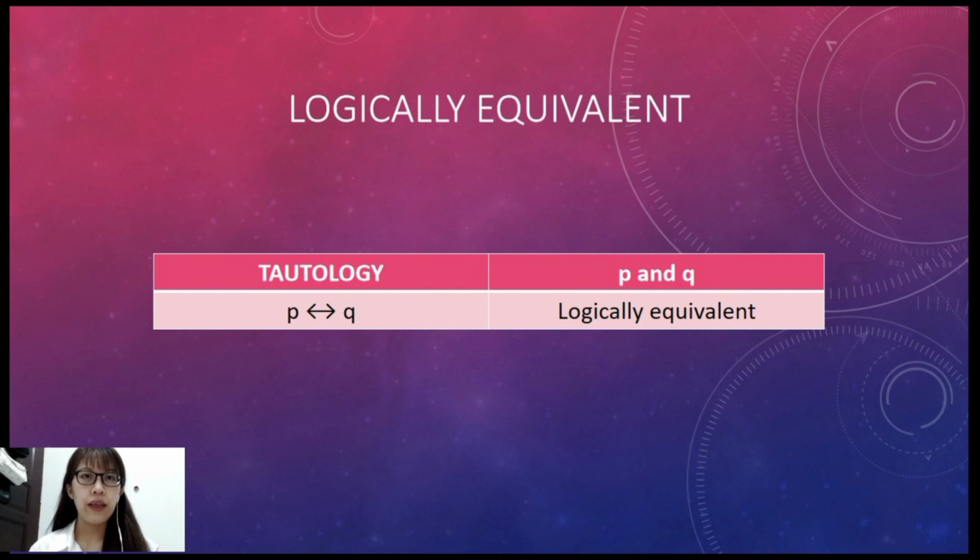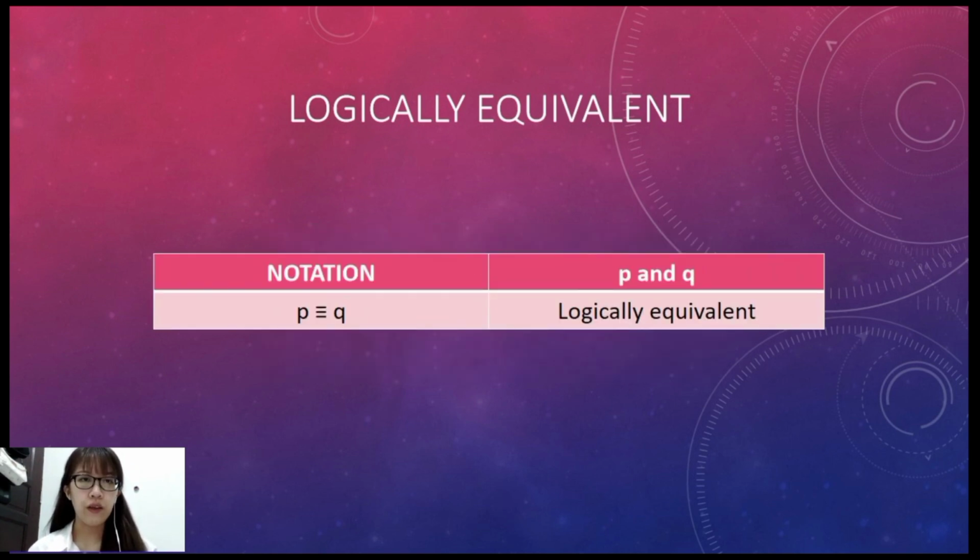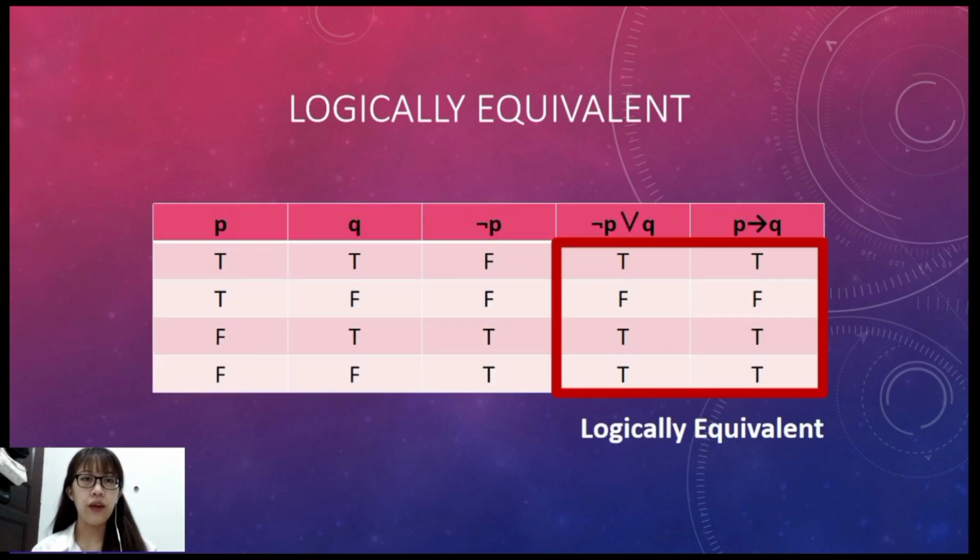Next, logical equivalence. If P biconditional Q is a tautology, the compound propositions P and Q are called logically equivalent. This notation means P and Q are logically equivalent. For example, the truth values of negation P or Q and P implies Q agree, so they are logically equivalent.